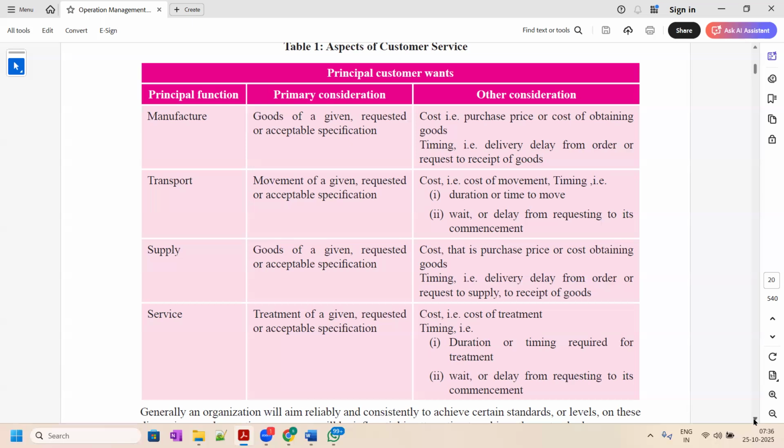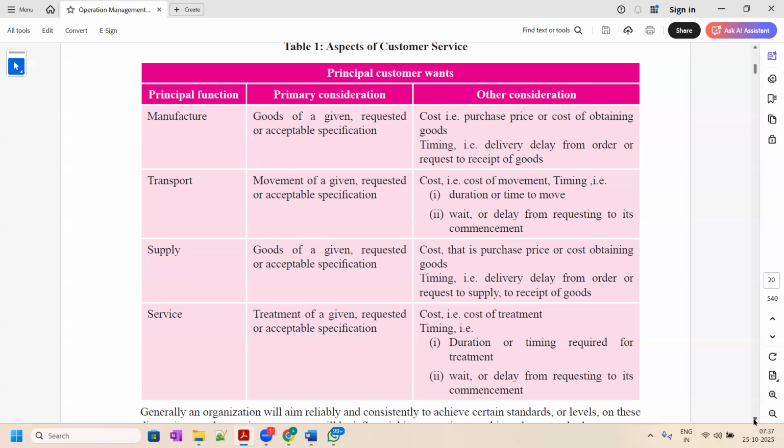The next one is transport. The main focus of transport is to make sure that the movement of goods that meet the required or acceptable standard is delivered at the particular timing. Timing matters. If we are looking for a product and I get the delivery after one year, the waiting time or delay in getting the product will ultimately detach you from it. So the timing matters a lot. In transport, we are talking about timing.